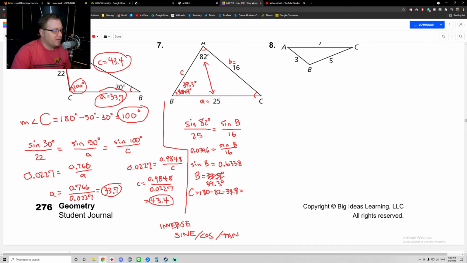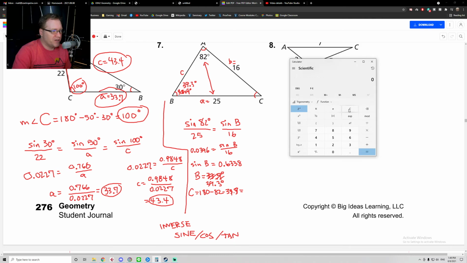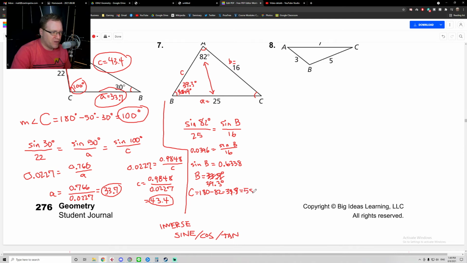Anyway, what we're going to do here is 180 minus 82 minus 39.3, and that gives us 58.7. So that means this angle here has to be 58.7 degrees. But we still have one more thing to find. We haven't found C yet.